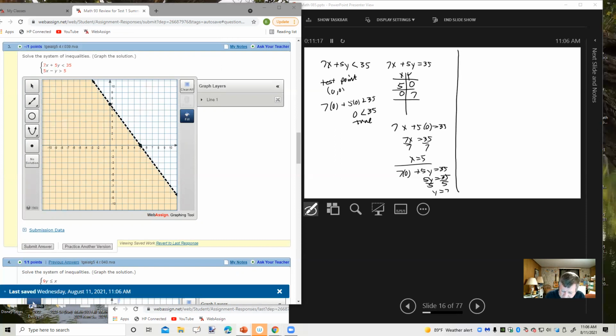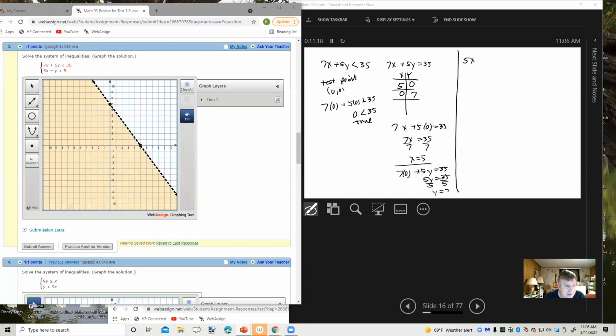And that is 5x minus y greater than 5. The related equation would be 5x minus y equals 5. And again, I'm going to use the x and y intercepts. If y is 0, I get 5x minus 0 equals 5. 5x equals 5, x equals 1.